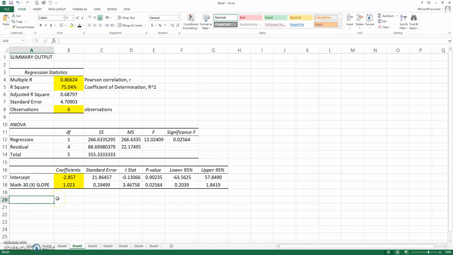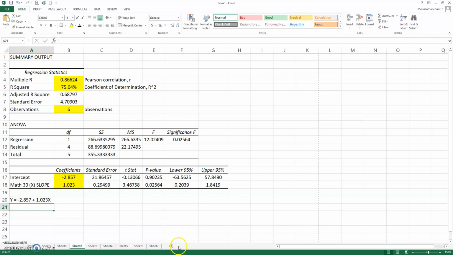So from here we can develop that estimated regression equation. So y equals, capital Y equals the intercept, negative 2.8857, plus the slope, x. So now we can substitute in any value of x to get what we would predict or estimate the grade y to be.